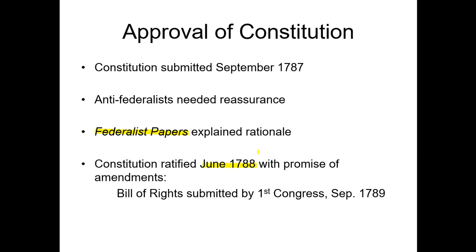Now, one of the things that they promised during that ratification process was that a Bill of Rights would be submitted by Congress. So that was a promise that would kind of appease the anti-federalists, and the states would therefore have a little bit more comfort that the federal government had its own Bill of Rights as well, even though each state would have its own Bill of Rights. It was still part of the process to get the Constitution approved.